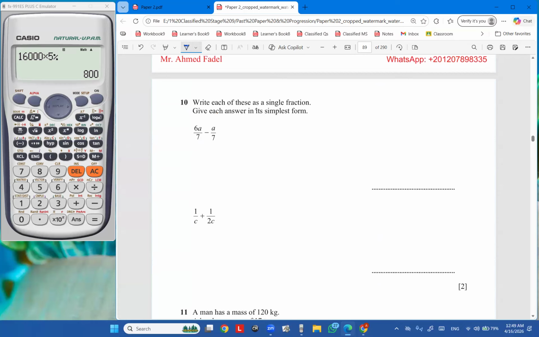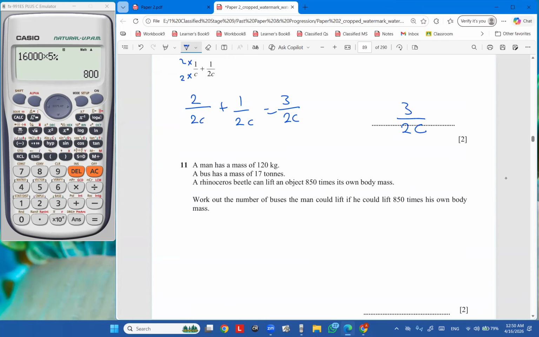Write each of these as a single fraction. Give each answer in its simplest form. This one, the denominators are the same, so 6a minus a is 5a. And this one over here, I'm going to multiply the numerator and the denominator by 2, so it is 2 over 2c plus 1 over 2c, which is 3 over 2c.